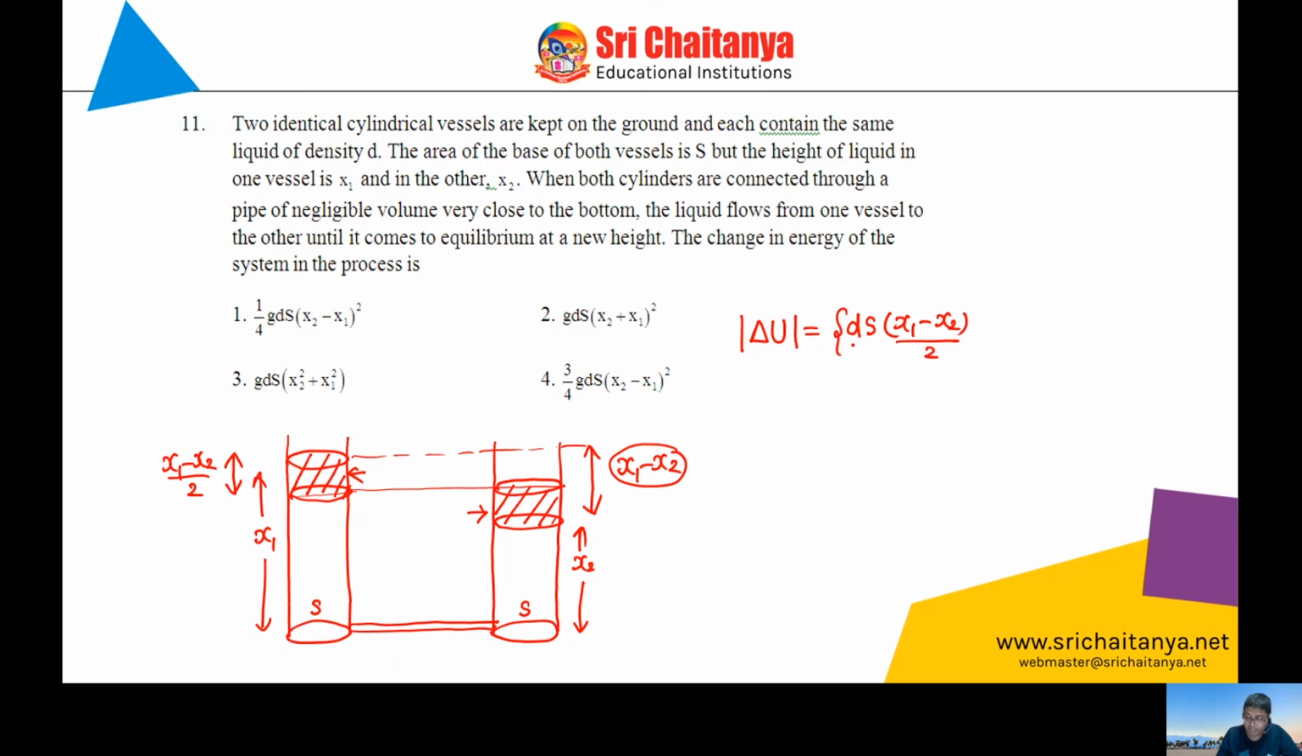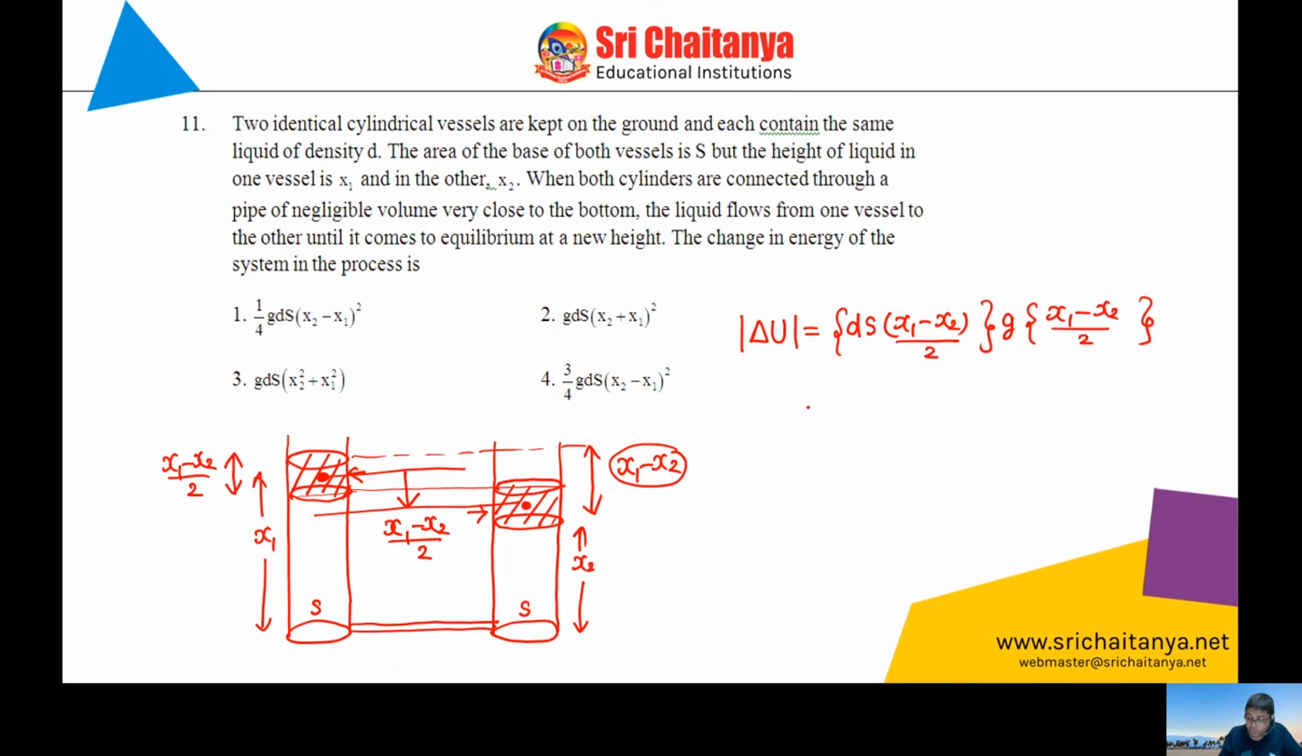So this is mass times g times the decrease in the center of mass of that part. The center of mass would be somewhere here at the middle and somewhere here at the middle. So the displacement of the center of mass in the vertical downward direction will also turn out to be x1 minus x2 by 2 only.